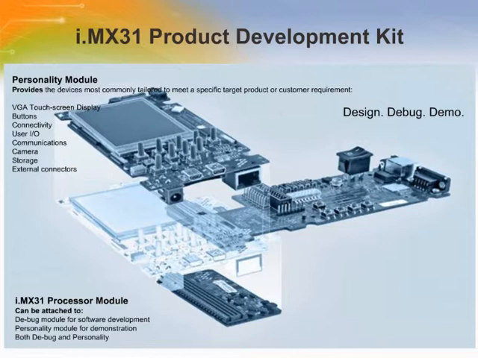The i.MX31 product development kit is a 3-board module solution, allowing customers to efficiently design, debug, and demo using the i.MX31. The brain of the system is the i.MX31 processor module containing the CPU, memory, and power management. This module plugs into the debug board, which contains the necessary functions for software and applications development. The personality board is really the heart of the development board, providing items that will most commonly be found in end customers' products, such as display, camera, buttons, wired and wireless connectivity, and storage devices.